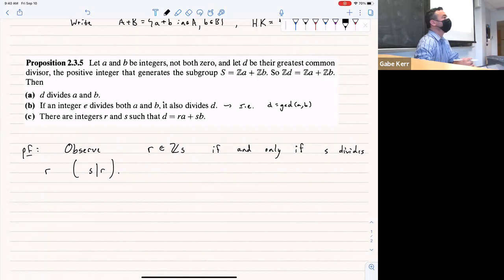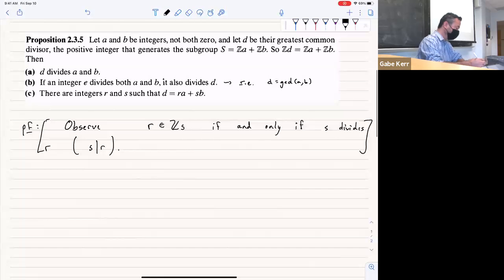It's not the same S and R from part C. I was trying to use something, I saw D, A, and E and all that, and I didn't see R and S. This is just a completely independent observation, but we want to use it.